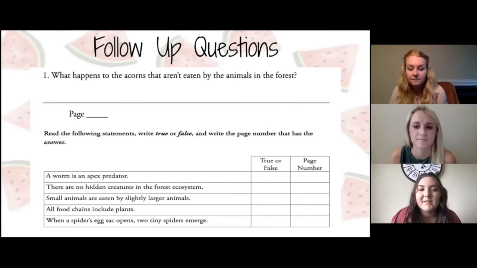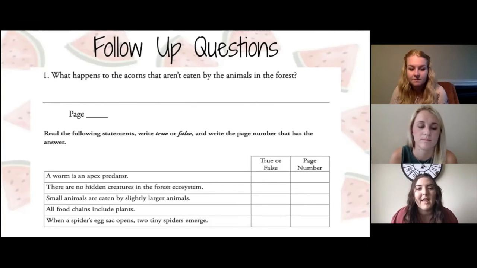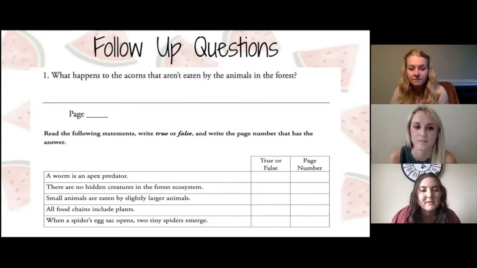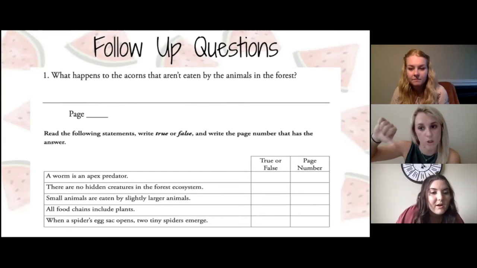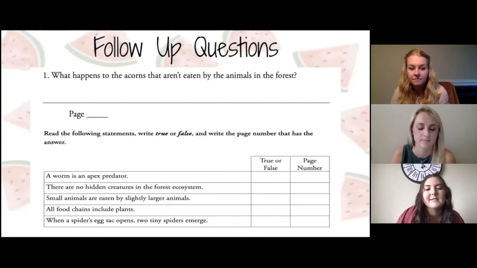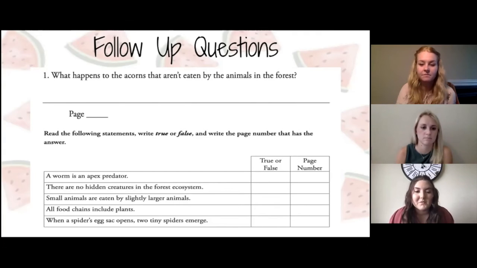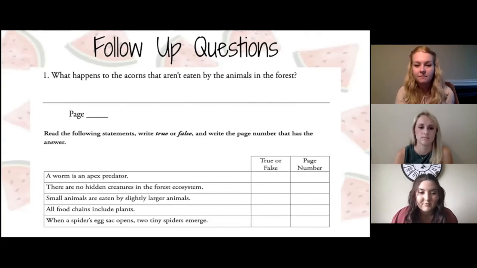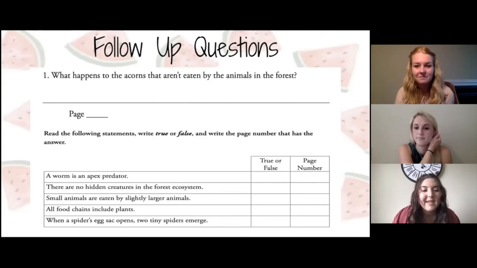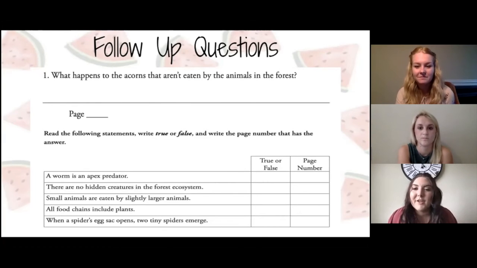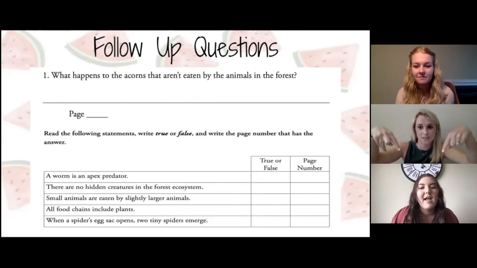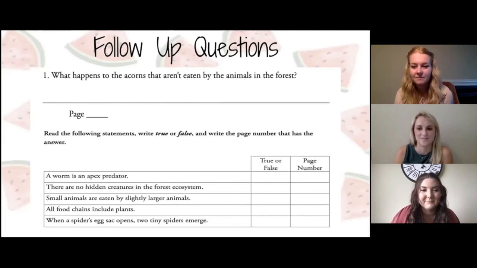Yeah. And then our next one says, read the following statements. You're going to write true or false and write the page number that has the answer. So you have to tell us if a worm is an apex predator, true or false. There are no hidden creatures in the forest ecosystem. Small animals are eaten by slightly larger animals. All food chains include plants. When a spider's egg sac opens, 2 tiny spiders emerge. So make sure you pause the video and write these down in your journal and then come back to find out the answers. Pause.